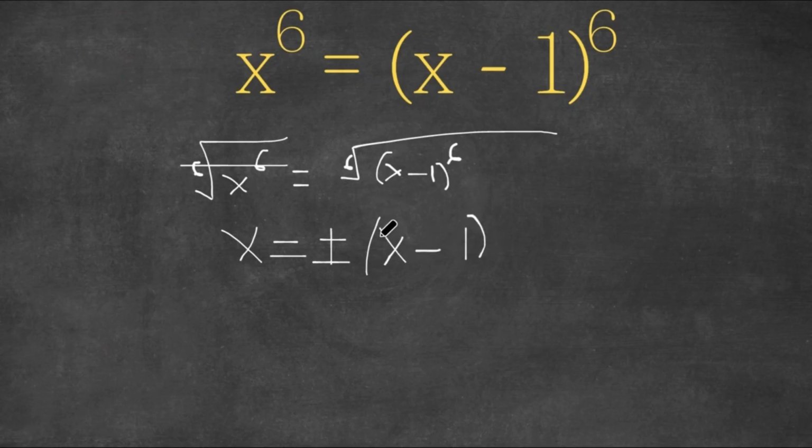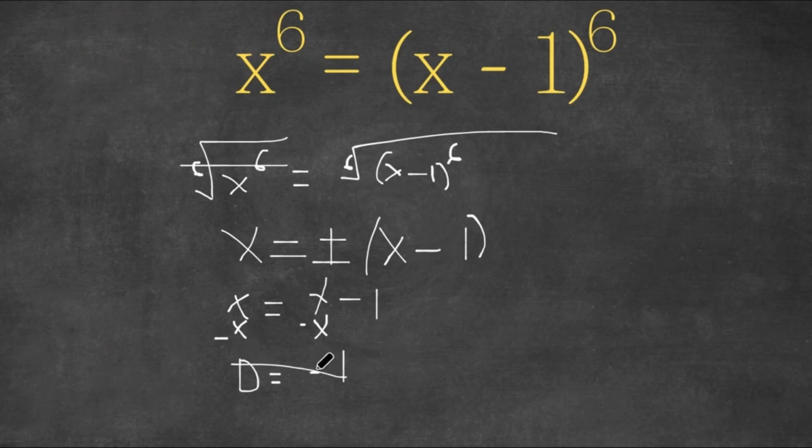So now this gives us two equations. This gives us x equals positive x minus 1, or x equals negative x minus 1. Let's first try the positive. So we're going to do x equals x minus 1. Now if we subtract x on both sides, we get 0 equals negative 1. And this is actually a false equation, meaning this wouldn't work. x can't equal x minus 1. So we can't use the positive version.